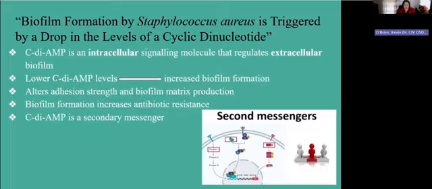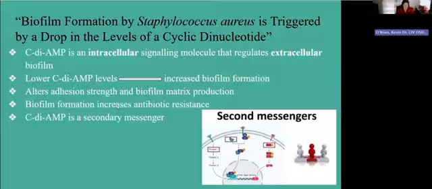So lower levels of this cyclic dinucleotide led to increased biofilm formation, and this secondary messenger was also responsible for altering adhesion strength and biofilm matrix production. So when it was not advantageous for the biofilm to have a certain structure, or be in a certain place, it would simply adapt to that, and it could change it. So it was a dynamic system.